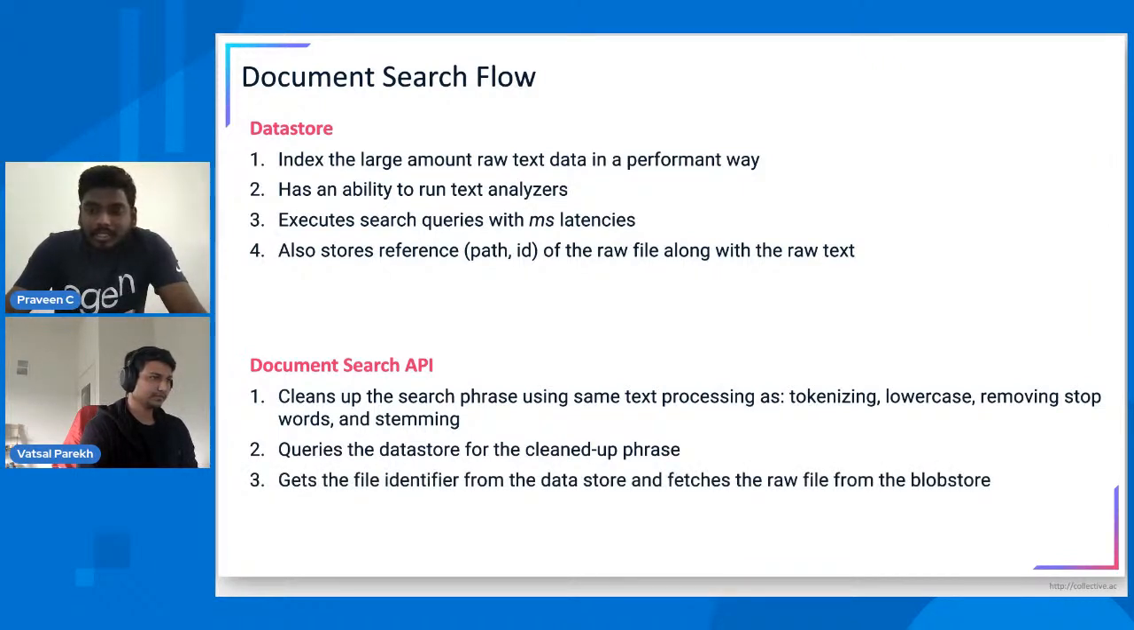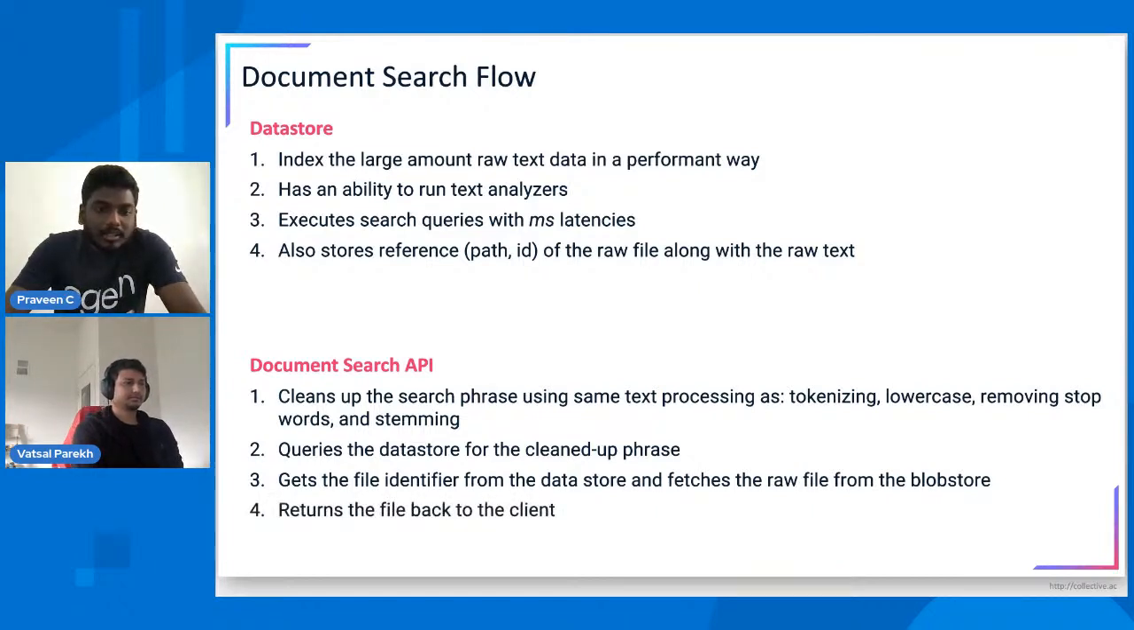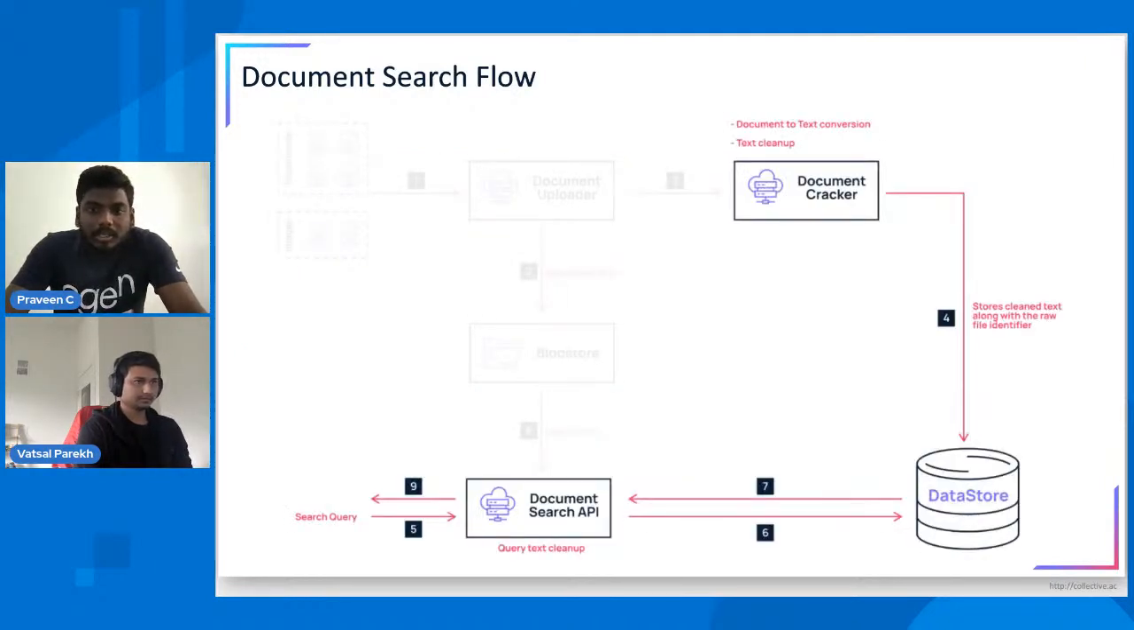Now once the document information is retrieved, we go back to the blob store, extract the raw files from the blob store, and send them back to the user. So that's the main part of the document search API. Now let's come to the data store.